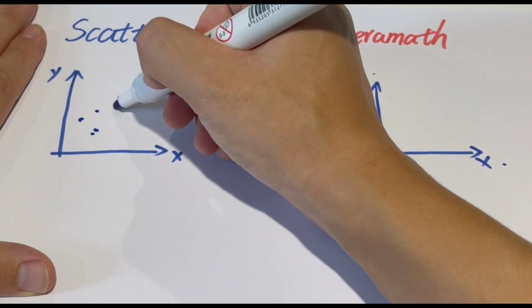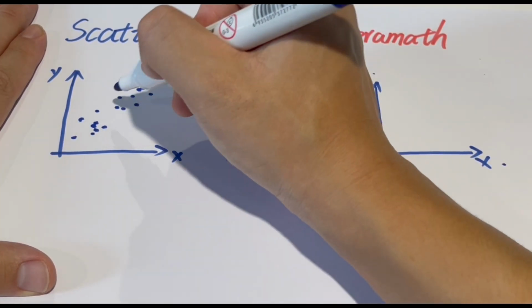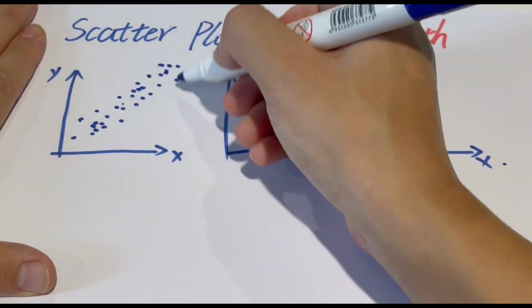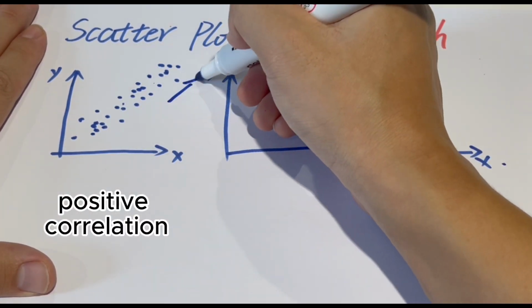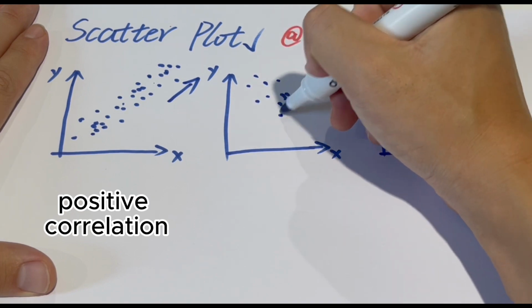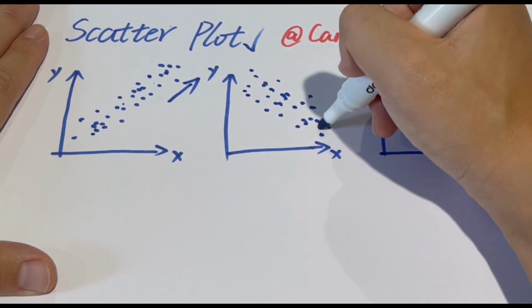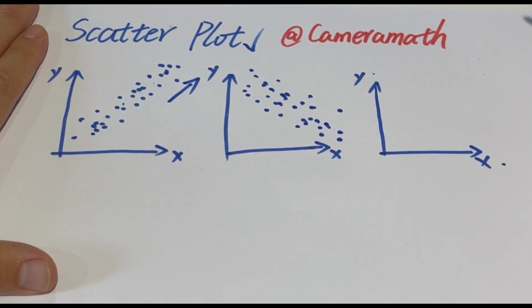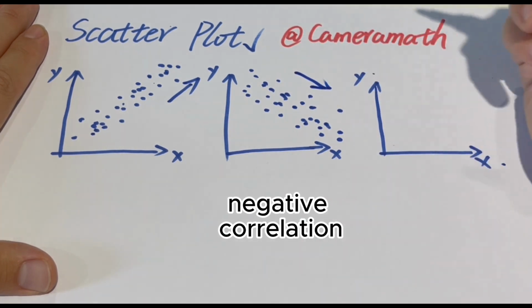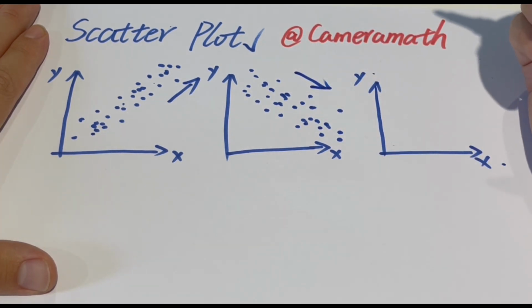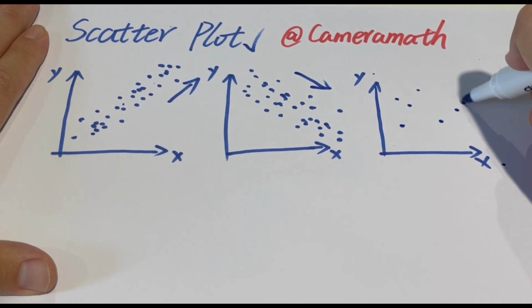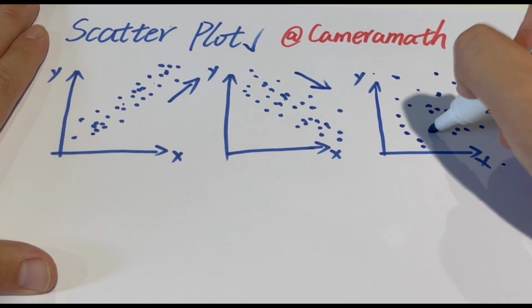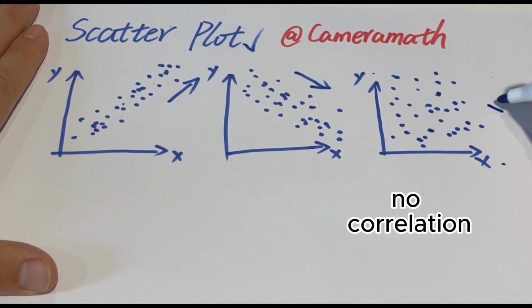If the data points are clustered and have an upward trend, it indicates a positive correlation between the two variables. If the data points are clustered and have a downward trend, it indicates a negative correlation between the two variables. If the data points are randomly distributed without any specific pattern, it suggests no correlation between the variables.